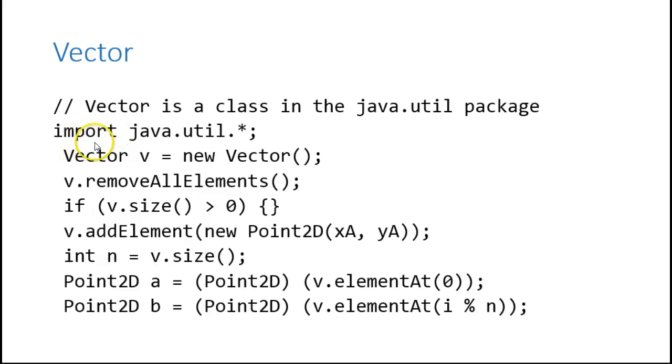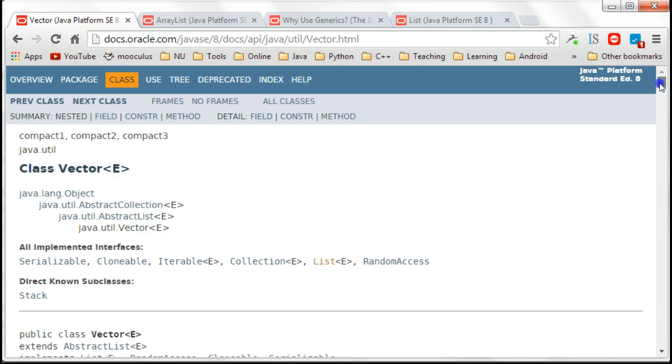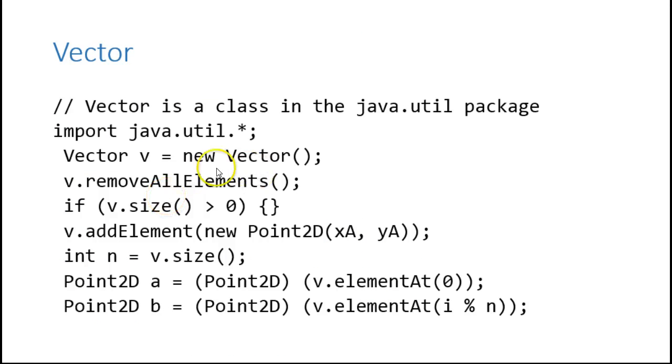First of all, you notice we have this import java.util.star. So vector is in the java.util package, and that shows up, if you're looking at the specs, right here, java.util.vector. So we have this method, remove all elements, right? So we can remove all the elements in a vector. We have dot size, we can check the size of a vector. We can add elements.